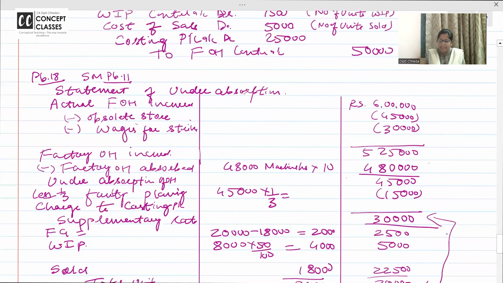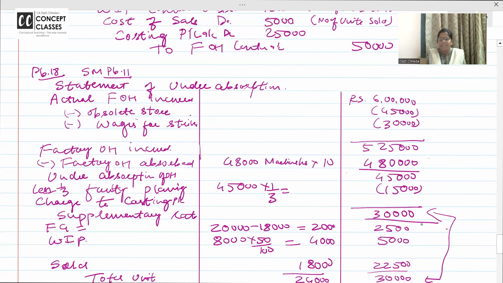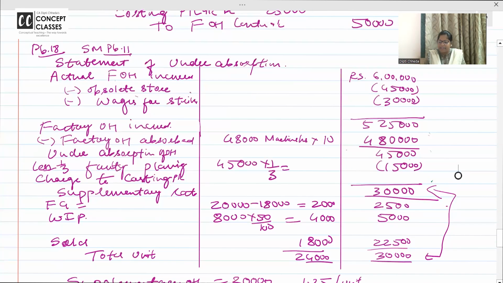One more, I want to see. Let's do one more. Look, actual factory overhead is 6 lakh. 45,000 is obsolete or due to some strike and all, remove it. 5,25,000. But factory overhead is absorbed in work in progress based on 48,000 machine hours into 10. How much is under absorption? 45,000. Again, they said out of 45,000, 1/3 was because of faulty planning, 15,000. Now, charge to costing P&L only 30,000.